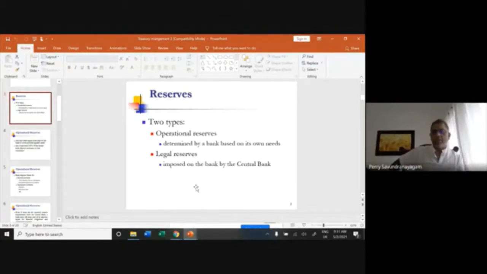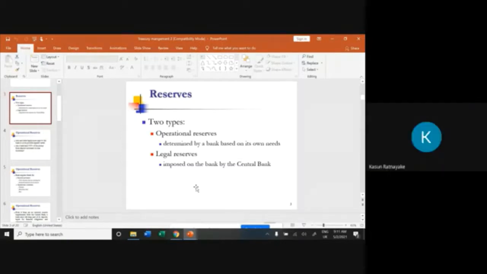I'll ask you a question. What are legal reserves? That is the mandatory requirement based on the central bank. From time to time, they impose certain reserves to be maintained with the central bank. Okay. Like SRR, like that. So what is the SRR now? 2%, right?